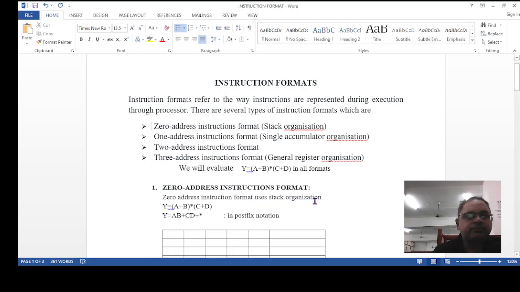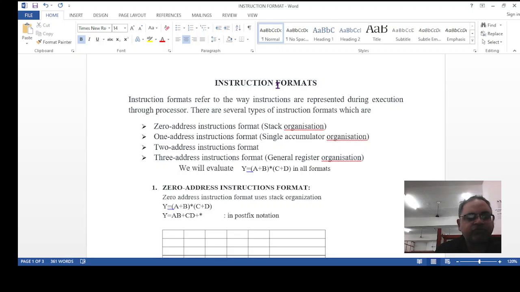Hello everyone. This video is about the instruction formats in computer organization and architecture, COA. To execute a particular instruction in the processor, we have four different types of formats. A single instruction can be represented in four different ways, and each representation has its advantages and disadvantages.